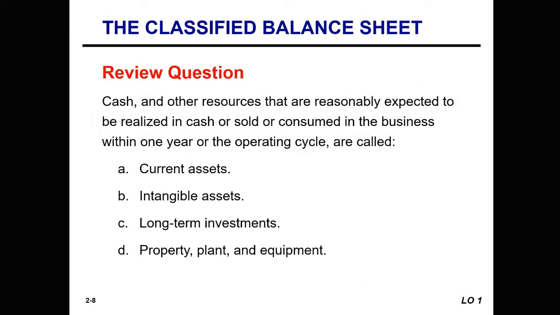So let's just take a second and go over this review question. Cash and other resources that are reasonably expected to be realized in cash or sold or consumed in the business within 1 year or the operating cycle are called what? Are those current assets? Are those long-term investments? Are those intangible assets? Are those property, plant, and equipment? Based off the information you have received thus far, you should come to the conclusion that those are current assets.